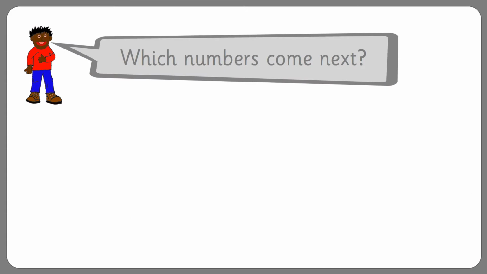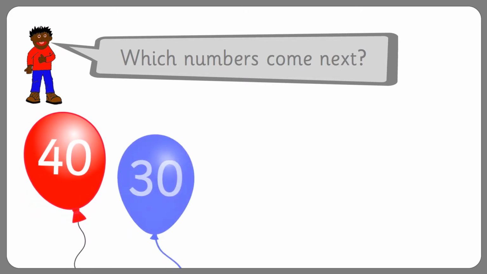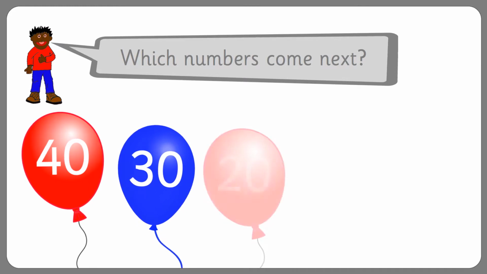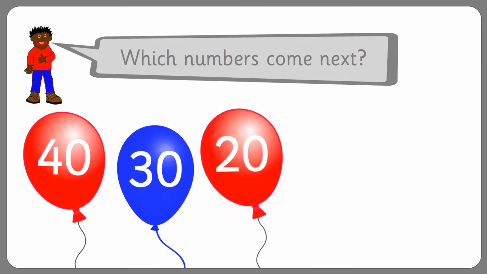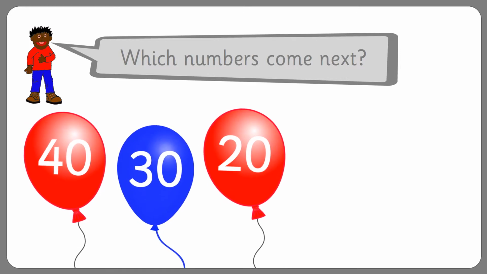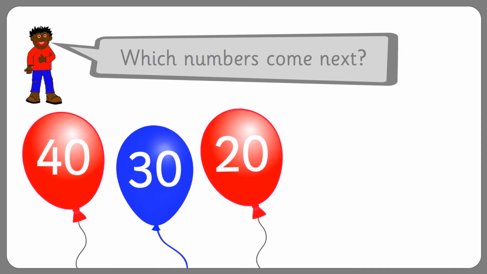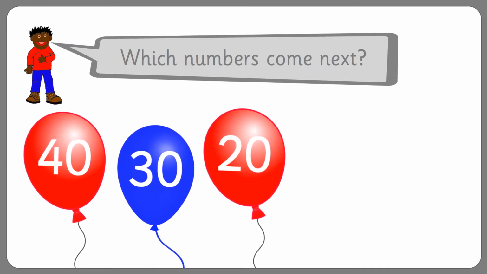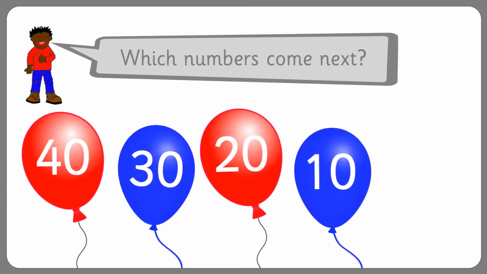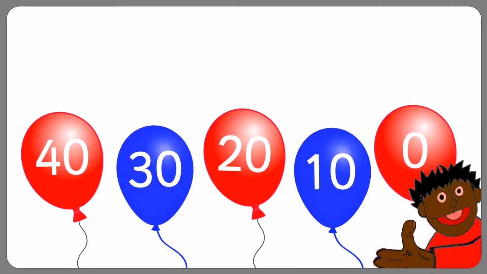Okay, here's our next one. Which numbers come next in the sequence? So we've got a red balloon with 40, a blue balloon with 30, and a red one with 20. Which numbers come next? Have a little think. Okay, are you ready? Here we go. So the next number was 10 and the last number was 0. Well done if you got those correct.